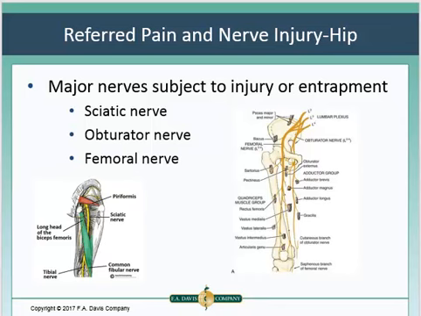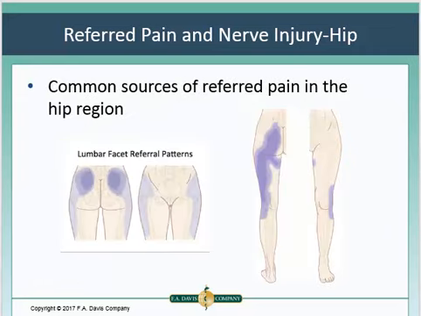during childbirth. Also at the hip, you can get referred pain, so it doesn't have to be necessarily the nerve that is damaged. So there are some referred pain patterns of the hip from the facet and from the lumbar spine, and these are very common lumbar facet referral patterns.